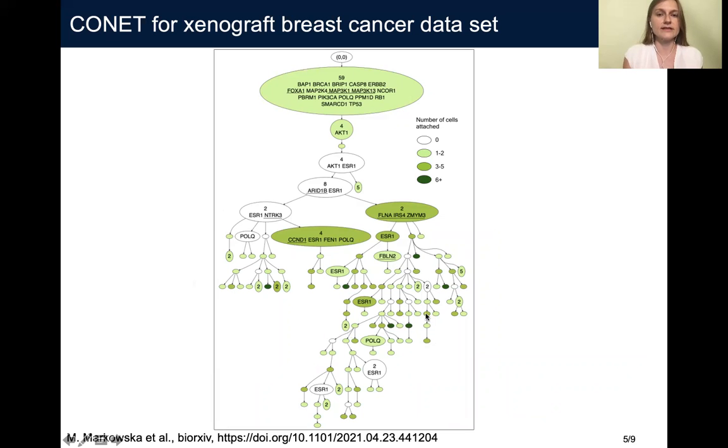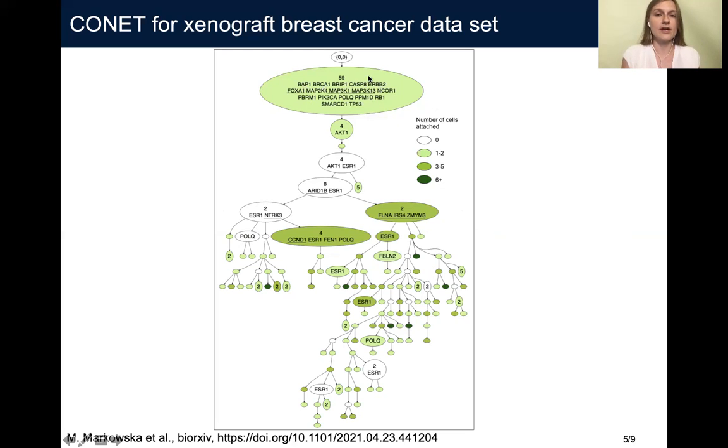Here we present inferred CONET for xenograft breast cancer dataset. We had 260 cells to infer this tree. This is quite a complicated structure, but let me explain that first we always print the number of events collapsed into one node, and then we print the breast cancer genes that were concerned by events from this node, and the color signifies the number of cells attached.